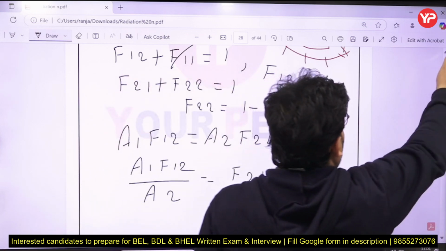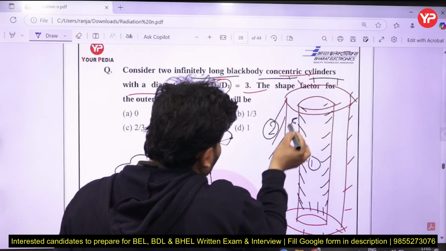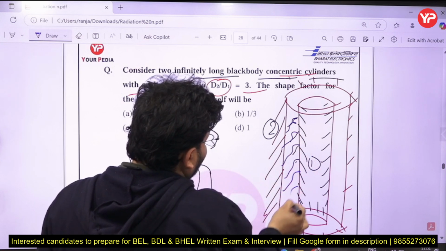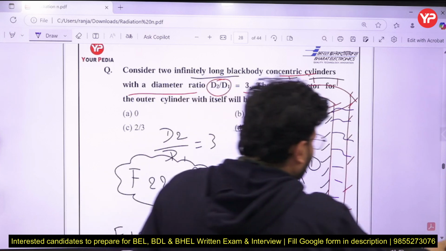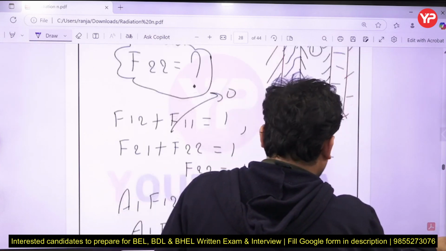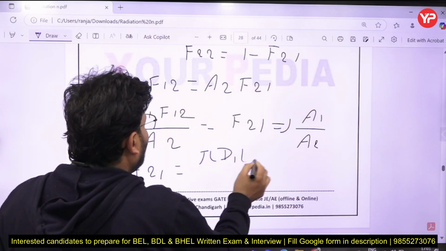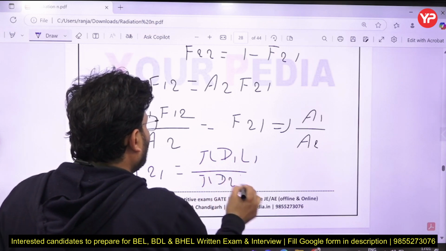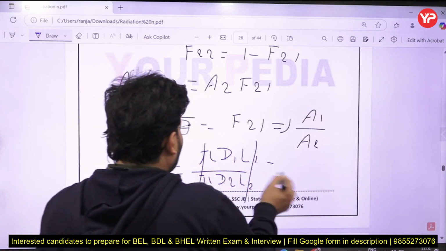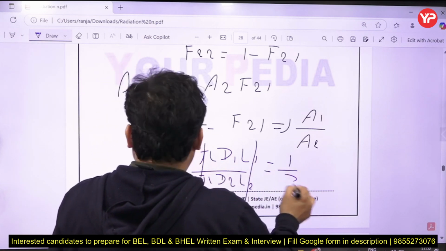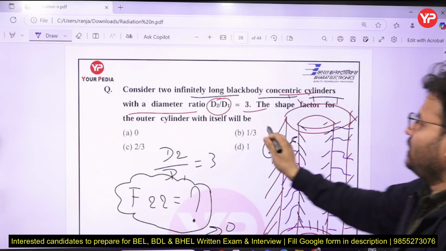Now which area? Here you see the radiation takes place over which area, my dear friends? It takes place over the surface area. So can I write surface area? So what we can say: F21 is pi d1 L1 upon pi d2 L2, and L1 and L2 are the same. So ultimately d1 upon d2, simply 1 upon 3. So 1 upon 3 is what? 0.33. So 1 upon 3 itself, B is the right answer.